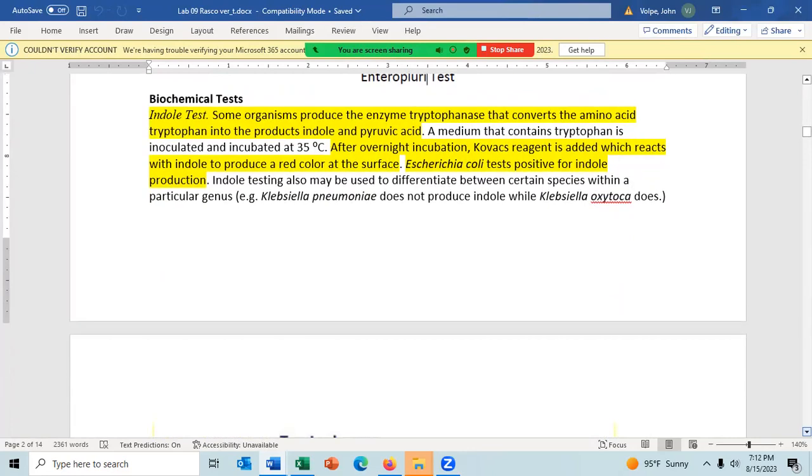The first test we're going to talk about is the indole test. Some organisms can produce the enzyme tryptophanase that converts the amino acid tryptophan into the products indole and pyruvic acid. They make neutral products. You can test for that by adding Kovacs reagent, which turns red when indole is in solution. Any question about any of that?